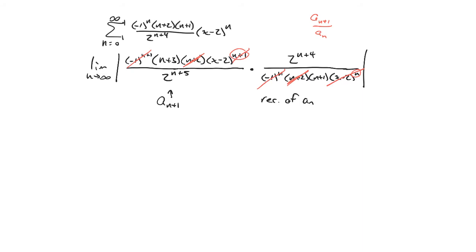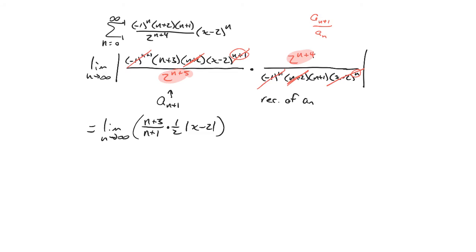So our limit is now looking like this. Limit as n goes to infinity. Absolute value, well, we don't really need that except for one little bit. We'll have n plus 3 over n plus 1. Those were the surviving linear pieces. We had, from the reduction of the 2 to the n plus 5 and the 2 to the n plus 4, a 1/2 that we need to multiply by. And then we still have the absolute value of x minus 2.